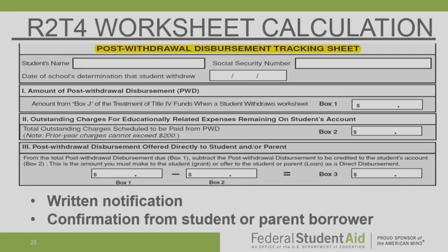Post-withdrawal disbursements. If the student earned more than what you've disbursed, then you have to offer post-withdrawal disbursement within 30 days from the date of the termination. When you send out these letters, you have to include the amount that you are offering as post-withdrawal disbursement. Then you have to include in your notification that they have the option to either confirm all or a portion of that amount, and also advise them that this money is now loans. You give them 14 days to send a confirmation from the day that they received the letter.